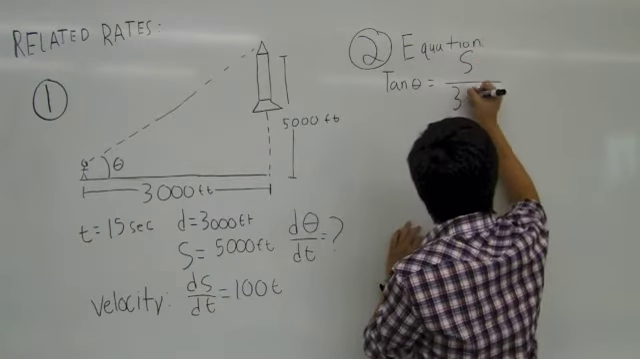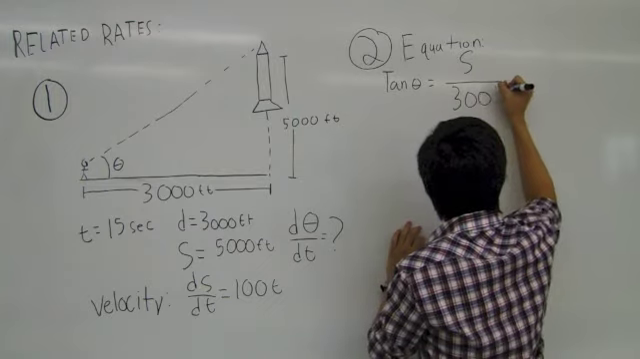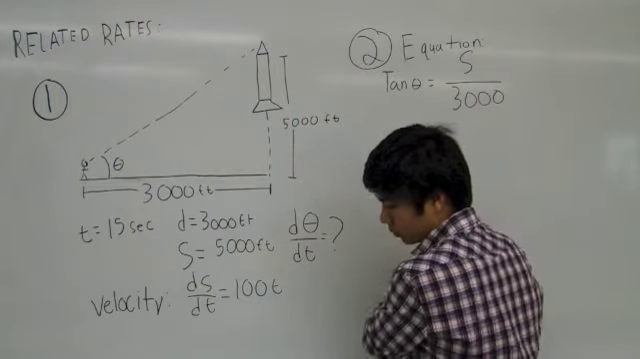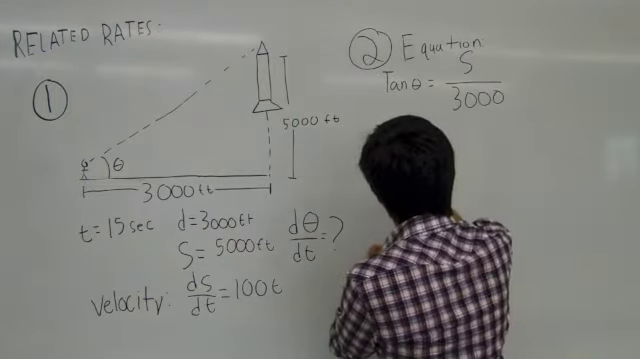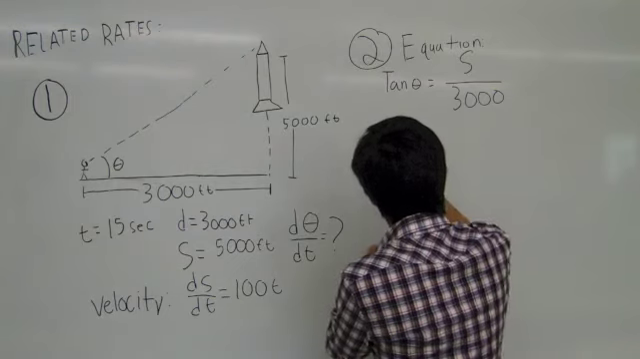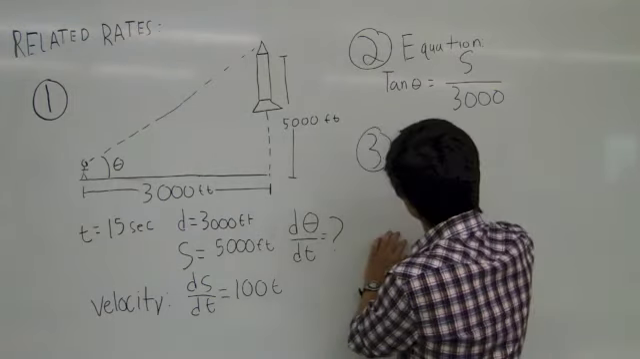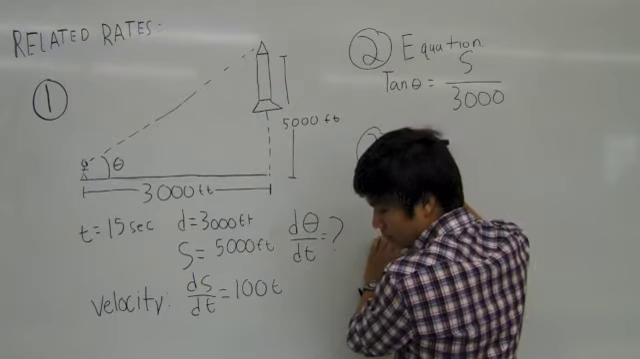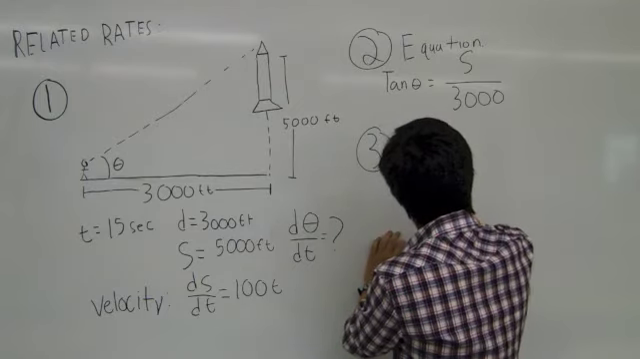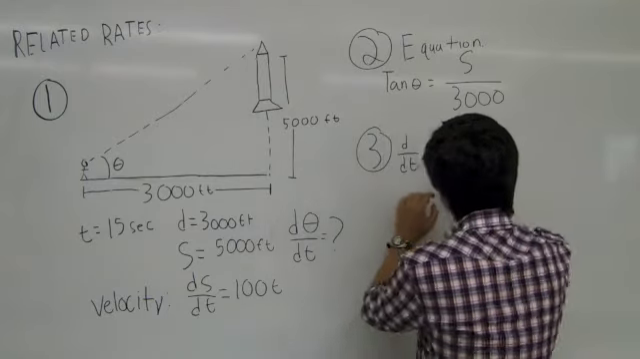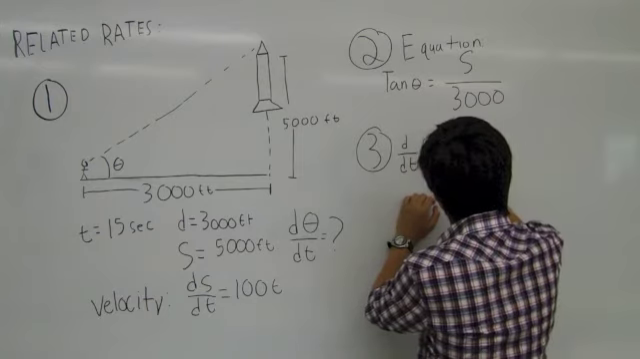However, side S is changing. Side D is not, because the rocket is going straight up in the air. So the height of the rocket changes. The distance to the dude does not. This means that θ and S are the only variables. D is constant. Okay, now step 3, differentiate.